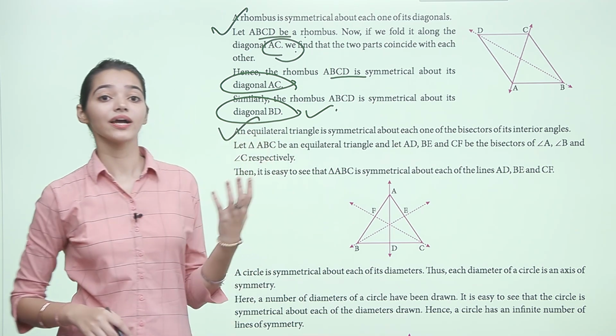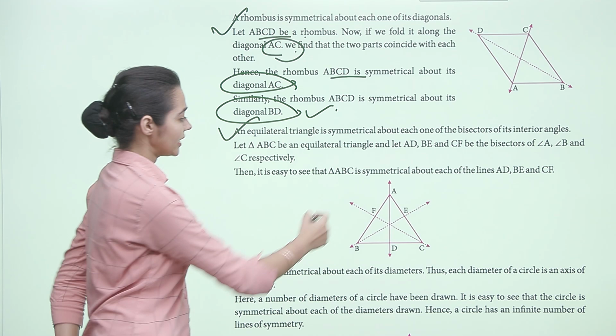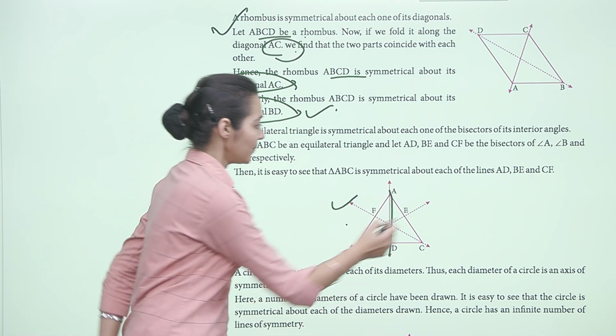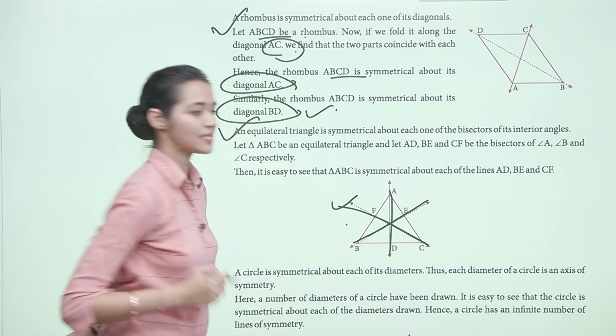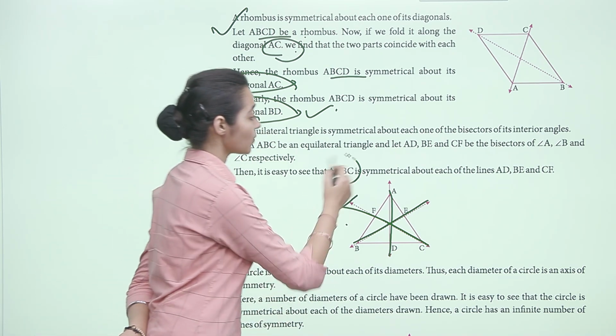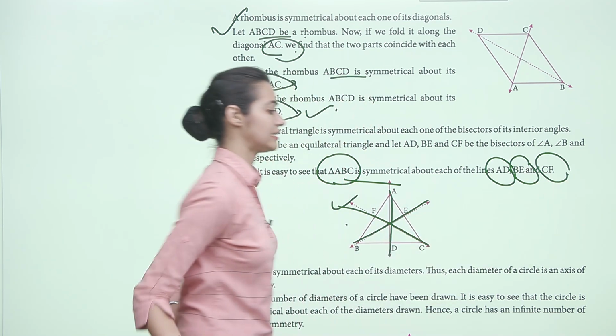Now an equilateral triangle is symmetrical about each one of the bisectors of its interior angles. Let ABC be our equilateral triangle, and AD, BE and CF are the bisectors of angles A, B and C. Now it is easy to say that ABC is symmetrical about all its lines AD, BE and CF.